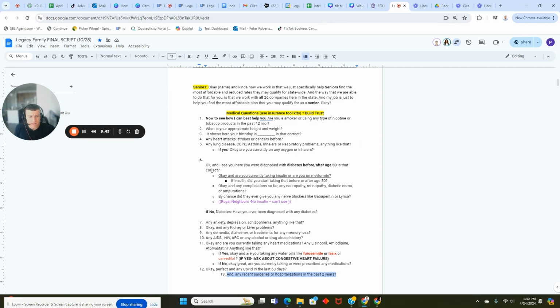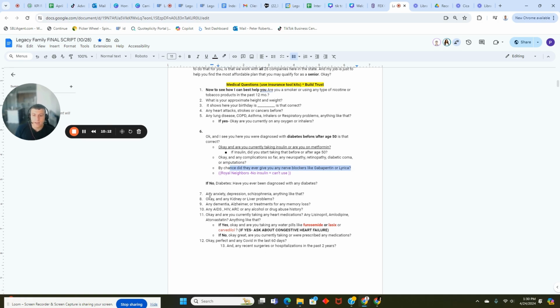Perfect. Okay, and you did mention that you did have the diabetes. You were diagnosed before the age of 50. Is that correct? Yep. Okay. Also, are you taking any insulin or are you taking metformin? Oh, you're on the insulin? Okay, gotcha. And any complications like any neuropathy, retinopathy, diabetic coma, or any amputations? Okay, great. And then by chance, did they ever give you any nerve blockers like Lyrica or gabapentin? They didn't? Okay, perfect. Now, any anxiety, depression, schizophrenia, anything like that, or any kidney or liver problems by chance?